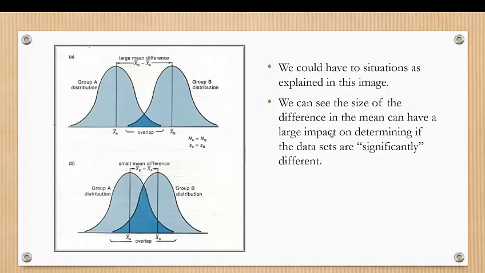So we can see the size of the difference in the mean can have a large impact on determining if data sets are significantly different. If the mean difference is larger, then there's less overlap. If the mean difference is smaller, then there's more overlap. So the difference in the means of the two groups is going to have an impact on how we determine whether or not it's significant.